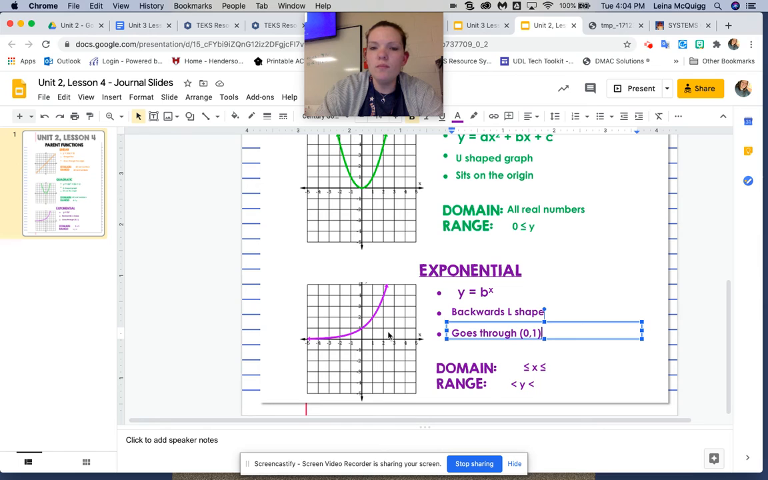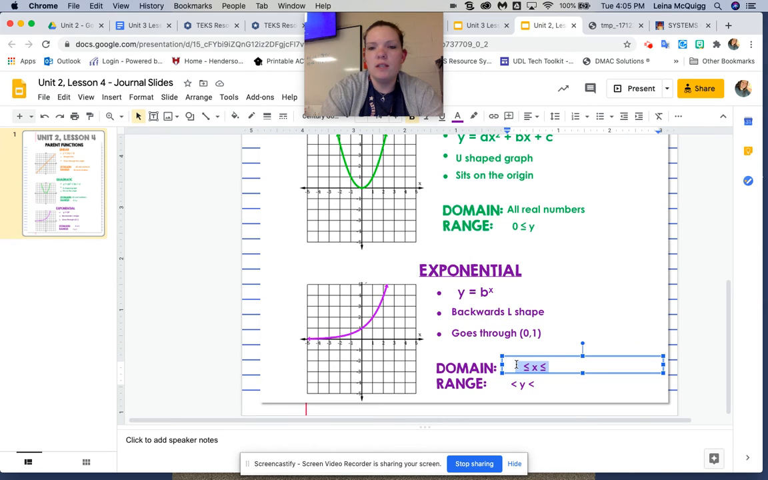So my domain is left to right. On the left-hand side, I've got an arrow. On the right-hand side, I've got an arrow. So this is going to be all real numbers. My range is bottom to top, and we don't really see this, but if we could get really close, we'll notice that this line never goes below 0. It's never going to touch 0. It's going to keep getting closer and closer to the x-axis, but it's never actually going to touch it. We'll talk more about what that's called and why that happens later on in the year.